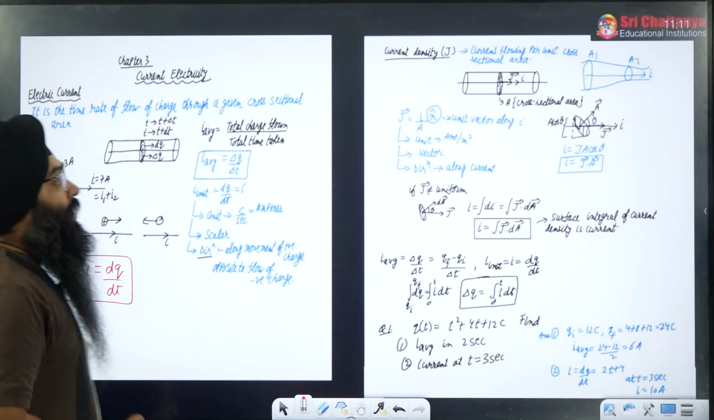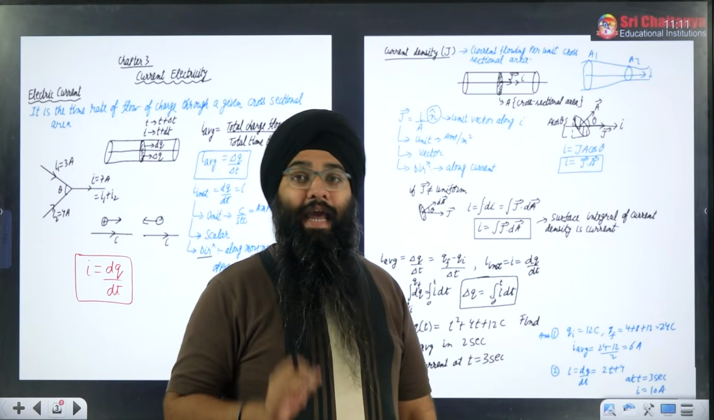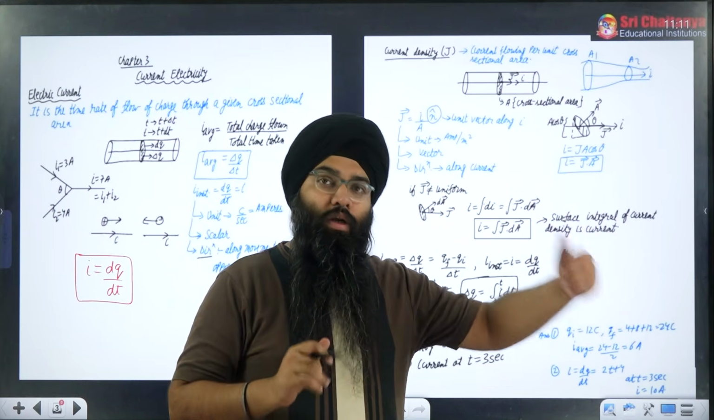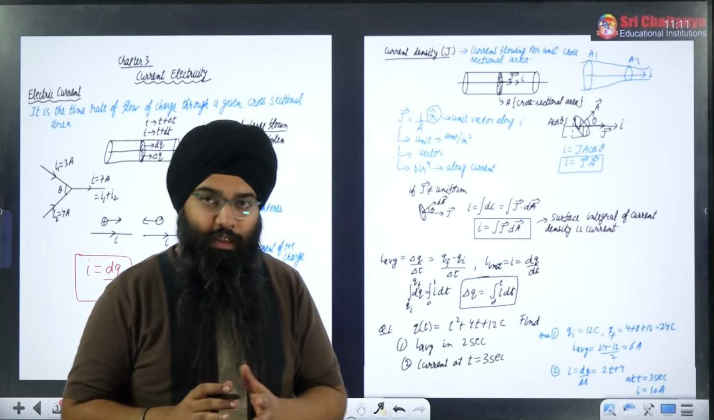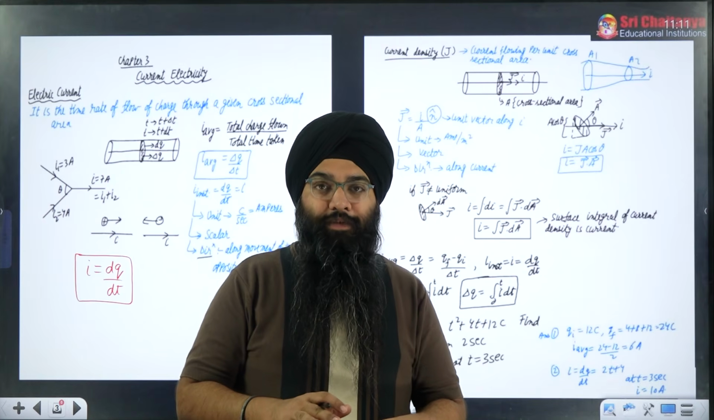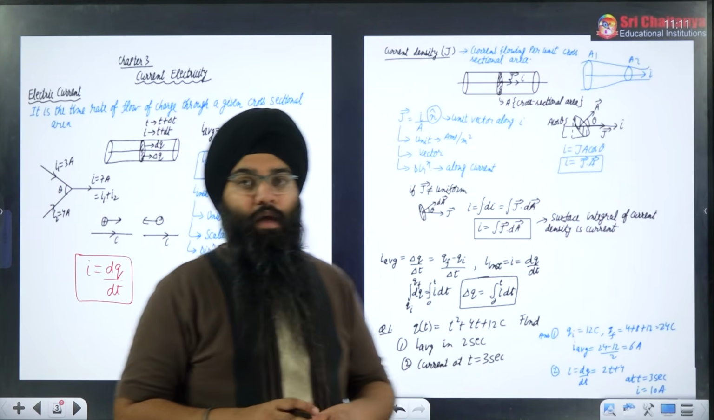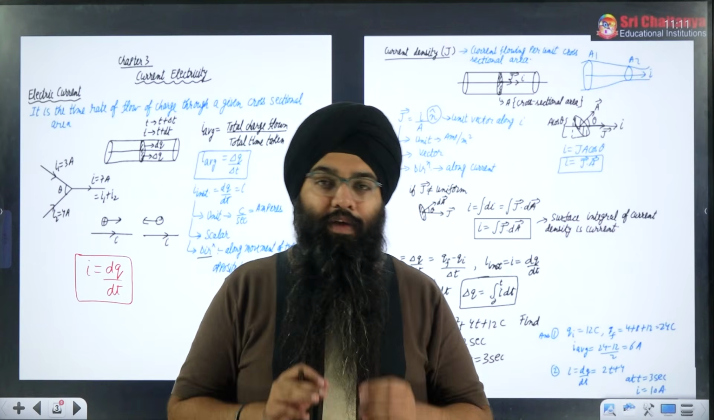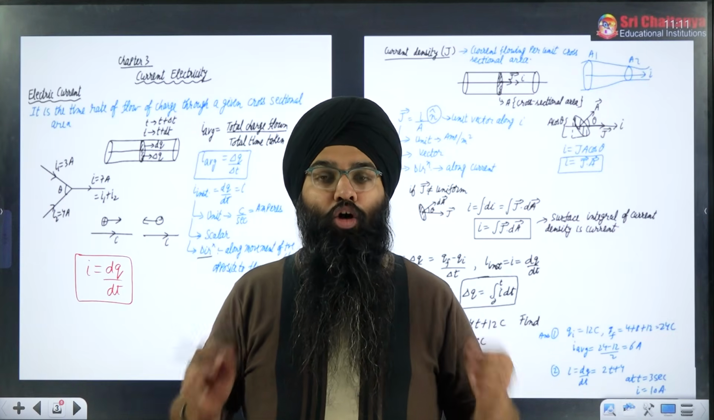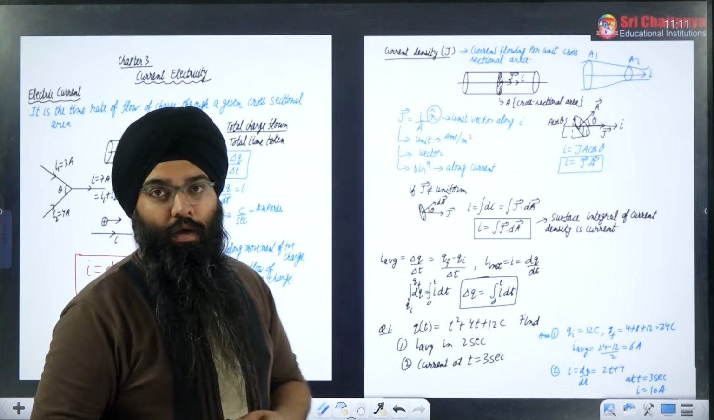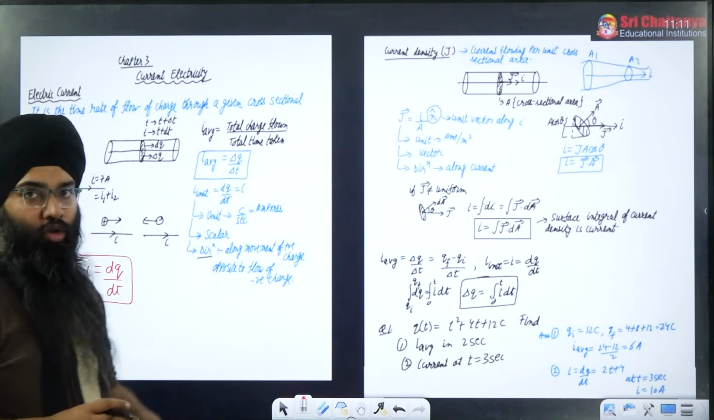But remember, even though current has a direction, which is the direction of flow of positive charge or opposite to the direction of flow of negative charge, it is still not considered a vector quantity. Because for any quantity to be a vector, it should follow the vector laws of addition, either the parallelogram law or the triangle law. But current does not follow the laws of vector addition.